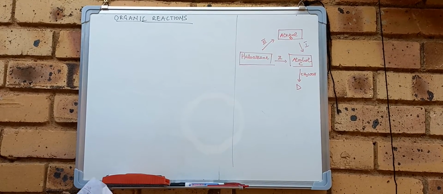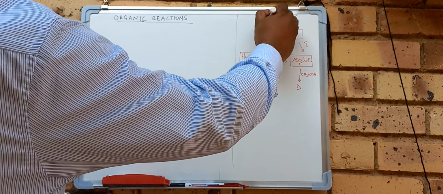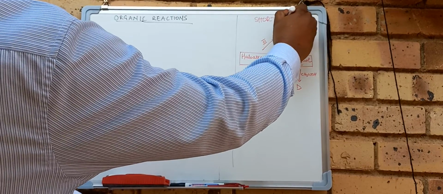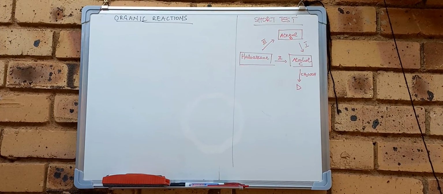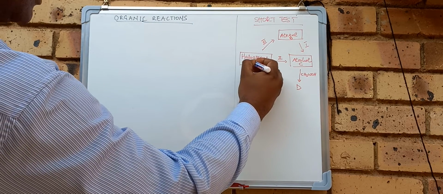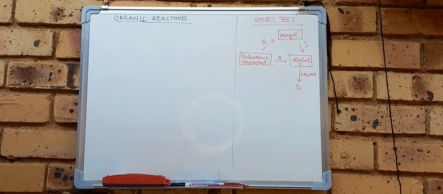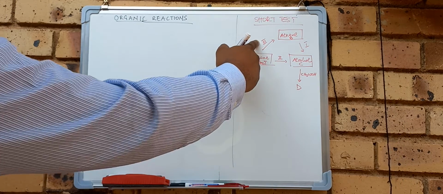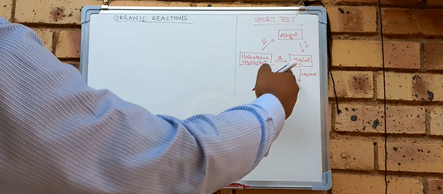Okay, I want us to do the correction. If you remember the short test we did the other time, I want us to do the correction today. We are given a haloalkane which contains an iodine. We have reaction 1, reaction 2, reaction 2, and reaction 1.